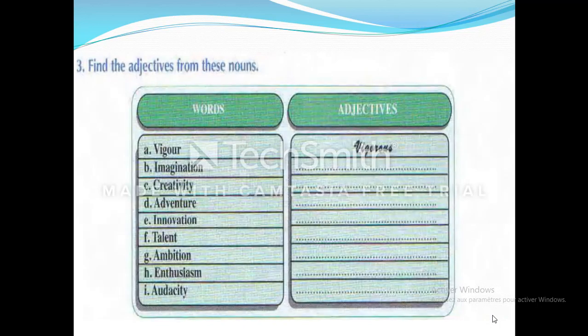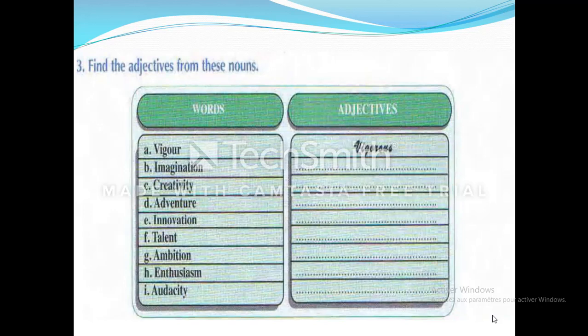Now let's start the task. So we have here a table. We have two columns. The first column is about words, we can call them nouns. And the second column we have adjectives. So the instruction is to find the adjectives from these nouns. Let's start first. We have vigor, imagination, creativity, adventure, innovation, talent, ambition, enthusiasm, audacity.